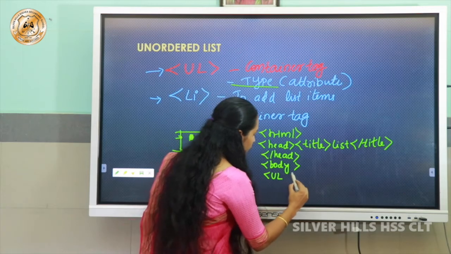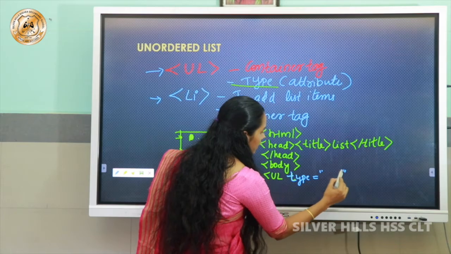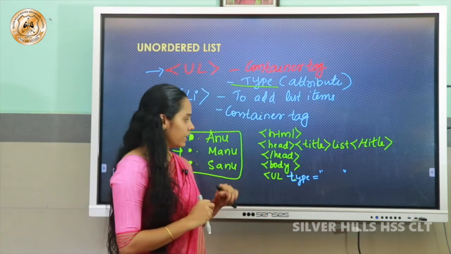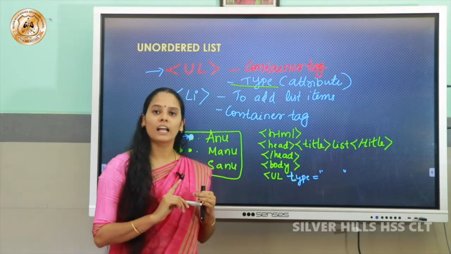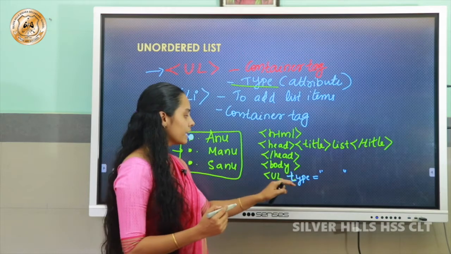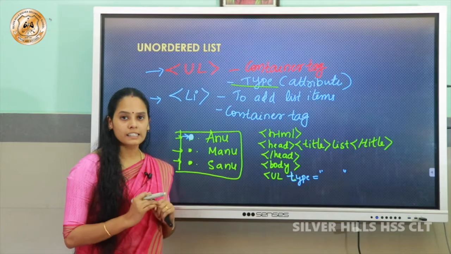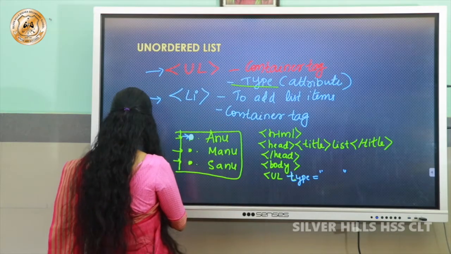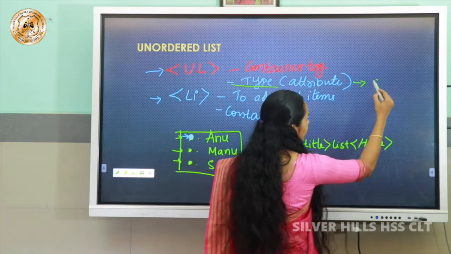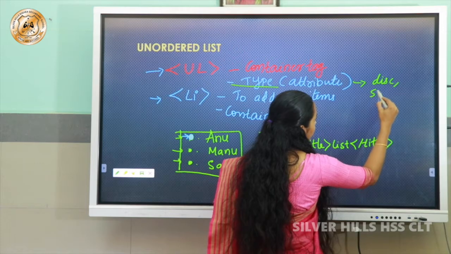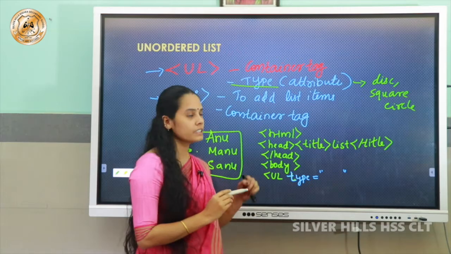So you can write UL type is equal to, in double quotes, you can give 3 values. You can print the bullet point as a disk or as a square or as a circle, that is your wish. So for that one you can use any of the 3 values such as square, disk or circle. So this type can have 3 values that are disk, square and circle. So you can give any of these 3 values.